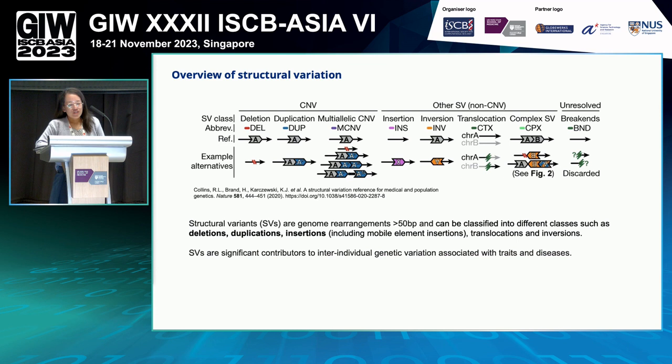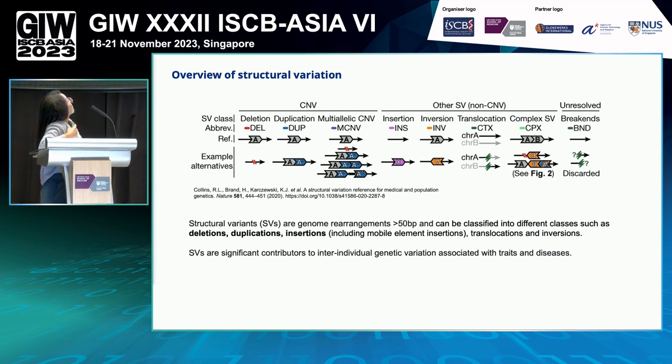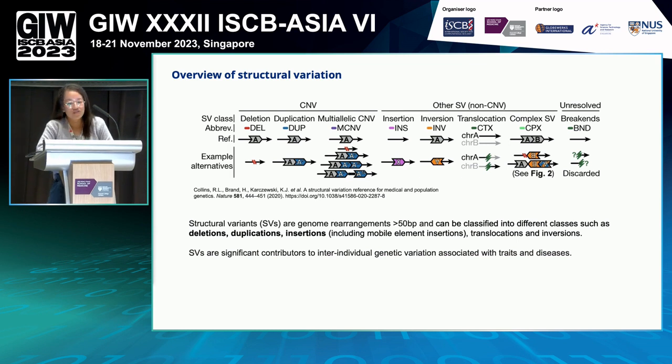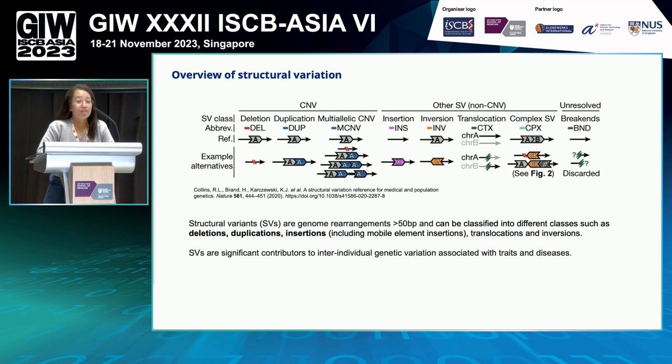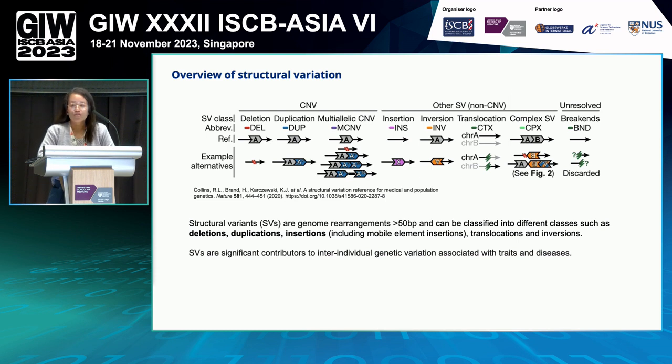Structural variations are genomic rearrangements of more than 50 base pairs, and they can be classified into different classes such as deletions, duplications, insertions, inversions, and translocations. Because of the sizes of the structural variations, they tend to impact a large fraction of the human genome, and therefore they are also significant contributors to diseases and traits.